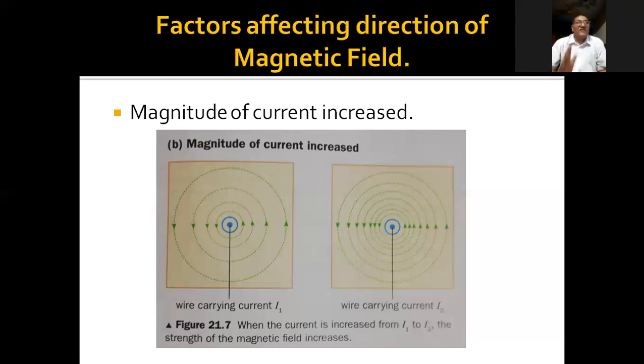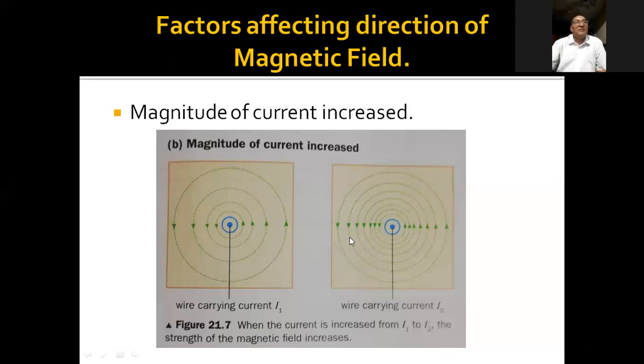So if I hold it in my right hand in such a way that my thumb is in the direction of the current, the curls of my fingers, when I see from here, are in the anti-clockwise manner. So the direction of the magnetic field lines around this conductor will be anti-clockwise. In this diagram, the current is still coming towards me, still coming out of the screen, out of the page. If I apply the right hand grip rule, the direction of the magnetic field lines should be anti-clockwise, and it is anti-clockwise.